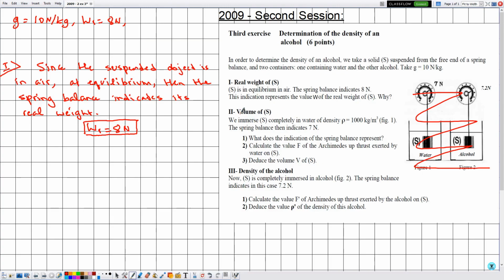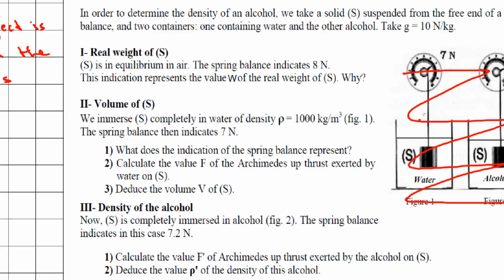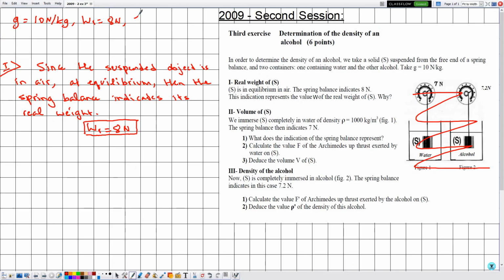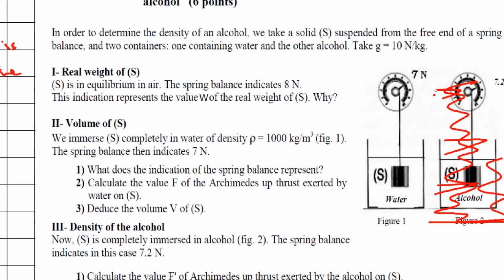Now in the second part of this exercise, volume of S, we immerse S completely in water of density ρ equal to 1000 kg per meter cube. So here the density of water is given by 1000 kg per meter cube. They mentioned figure 1, so now we can use only figure 1. Yet they didn't mention figure 2. So the spring balance then indicates 7 newtons.